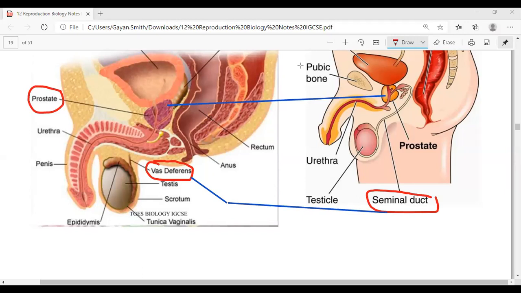Now there's this other gland that they did not label for you, but you are supposed to be aware of it. This gland right here is known as the seminal vesicle. All right, so let me bring it over a little. So this is a gland that you are supposed to be aware of, which is known as the seminal vesicle. It also helps to produce semen.